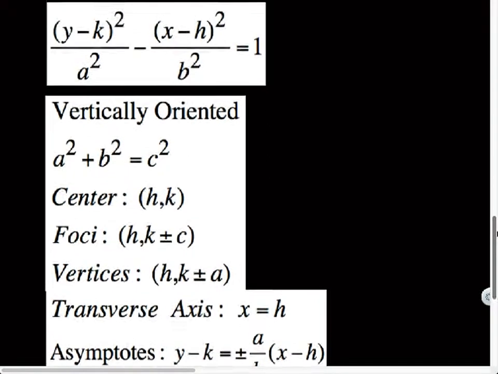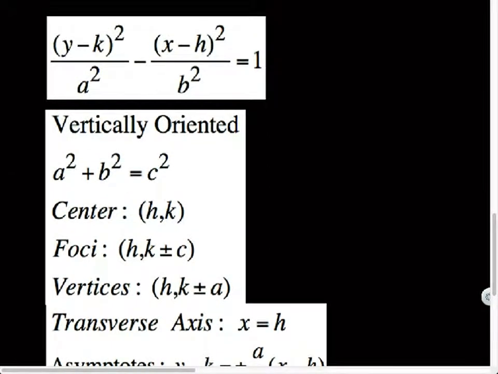So the key difference to determine that is whichever fraction is positive. The y fraction is positive, so that's why it's vertical. Just like how for an ellipse we had vertically and horizontally oriented, that was based off of whichever denominator was larger. In this case, it's whichever fraction is positive. So that's what that looks like for starters.